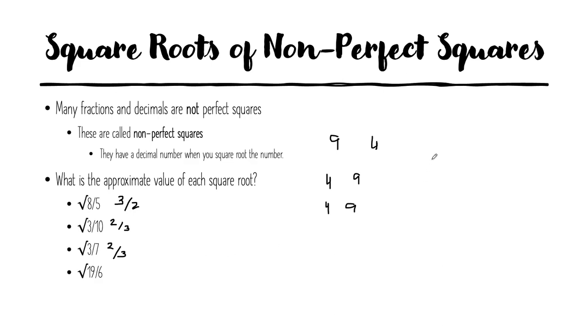But what about 19 over 6? 19 is closer to 16 than 25. And 6 is closer to 4 than it is to 9. The square root of 16 is 4. And the square root of 4 is around 2.